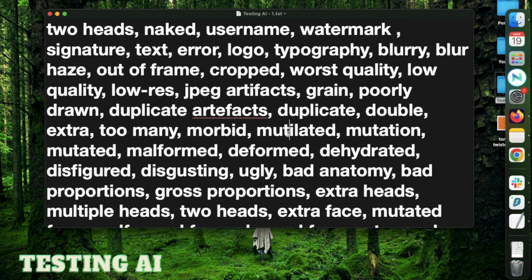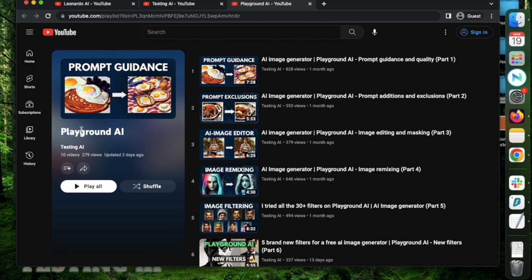If you want to learn more about how prompt exclusions work, you can come to this playlist called Playground AI, and I have a video on that already.